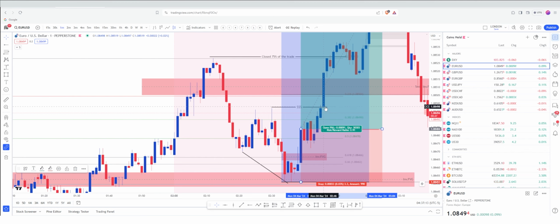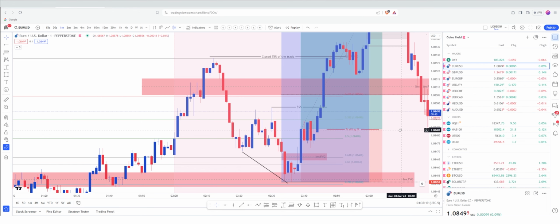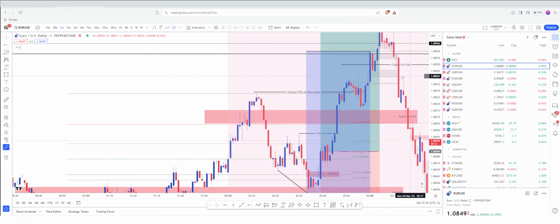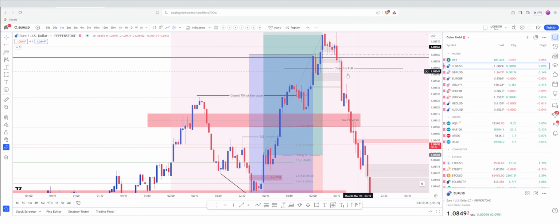Low hanging fruit where we went break even was taking these relative equal highs, moved the stop loss to break even. As we approached this level, we had bearish SMT with the Dixie. So the Dixie had swept these levels. However, the euro was failing to take them. So at that point, I did close 75% of the trade early. So I didn't let it run to the full 2R, which was this area here.